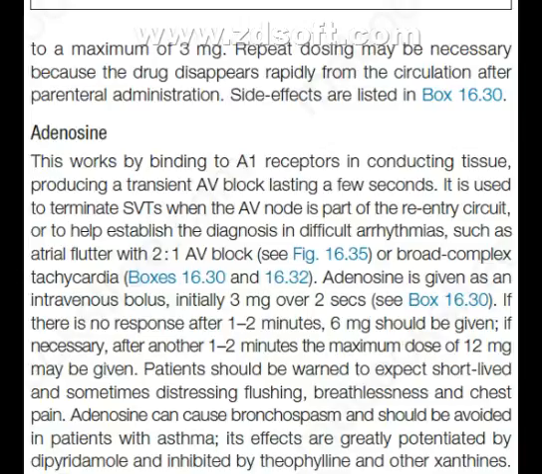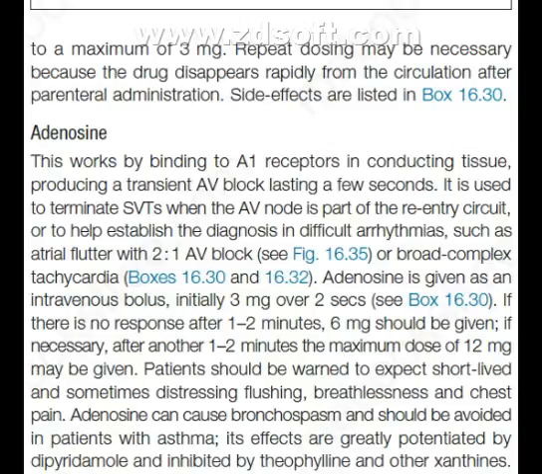Adenosine. This works by binding to A1 receptors in conducting tissue, producing a transient AV block lasting a few seconds. It is used to terminate SVTs when the AV node is part of the re-entry circuit or to help establish the diagnosis in difficult arrhythmias such as atrial flutter with 2:1 AV block or broad complex tachycardia.